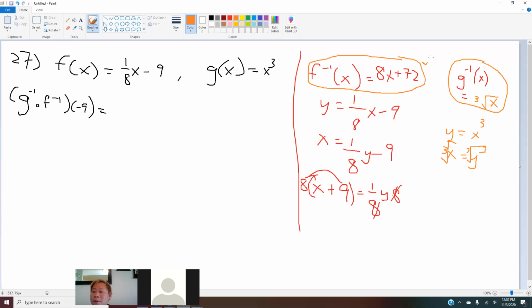So this is the important piece for question 27. And now we have to do this part. When you have a composition, we're going to do the back one first. Every time you do the composition, you do the back one first. And what this back one is telling us to do is f inverse of negative 9. So what that means is you just plug in x as negative 9. So 8 times negative 9 plus 72. What did you guys get?